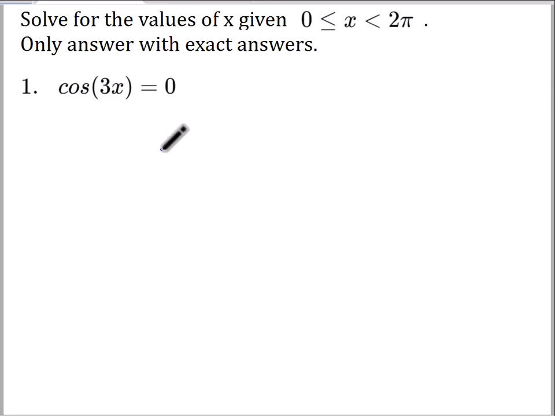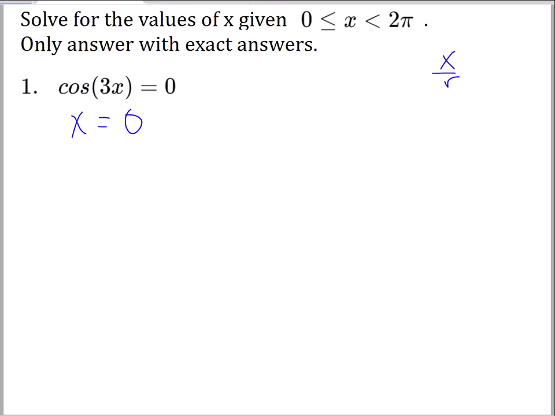Okay, so it says solve for the values of x between 0 and 2 pi. So x is between 0 and 2 pi. 0 is included, 2 pi is not. And so what you're thinking in your brain, just like last week, when you see cosine, you're thinking this is x over r. And so where does x over r, or x, equal 0?